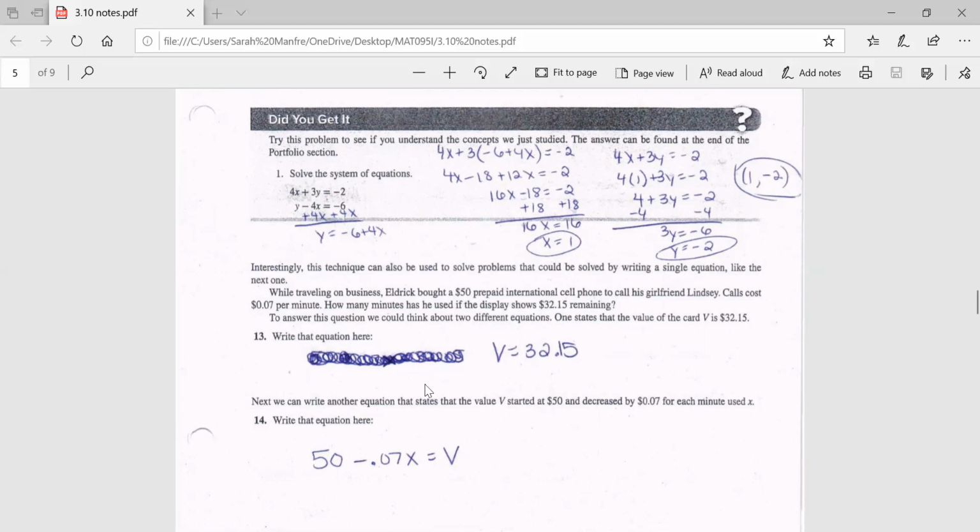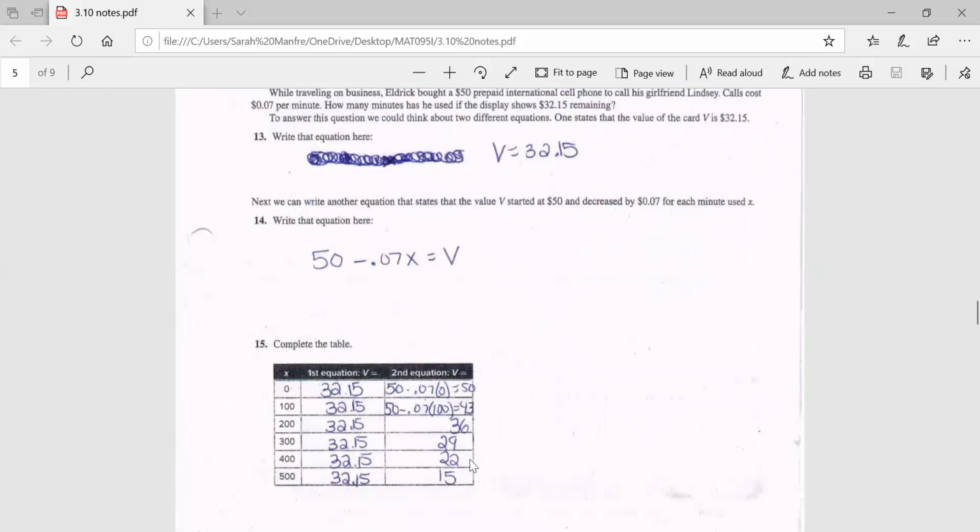Now let's write the other equation that represents the amount that they paid. So $50 is where they started, right? That's how much he had, and it costs 7 cents per minute. So I'm going to subtract 7 cents, which is 0.07 times the number of minutes, is equal to the value.